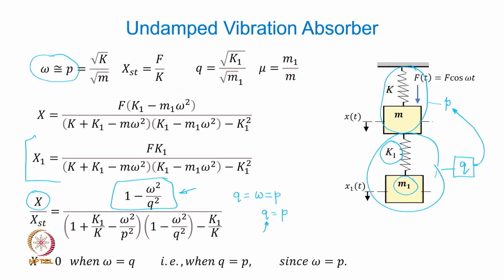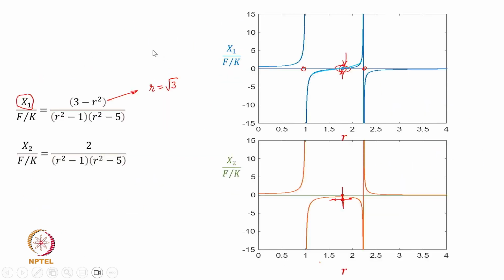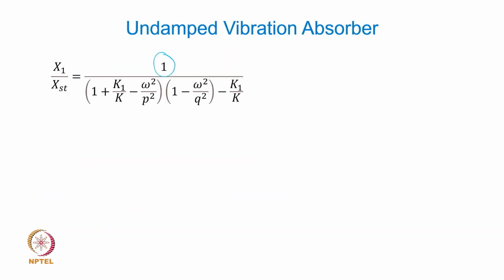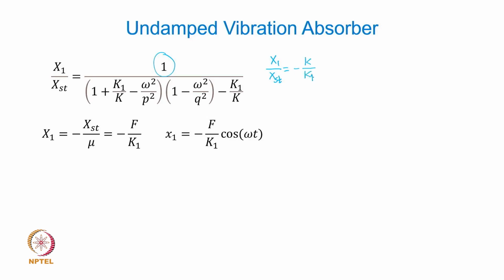You have probably seen in the graph that was mentioned here, where the vibration amplitude is actually not 0, it is some low level amplitude, and the amplitude corresponding to the case where omega is equal to p is some small value. Okay. So when it is tuned, when omega is equal to p is equal to q, you can show that this capital X1 over XST, when it is tuned, turns out to be minus k upon k1, isn't it?